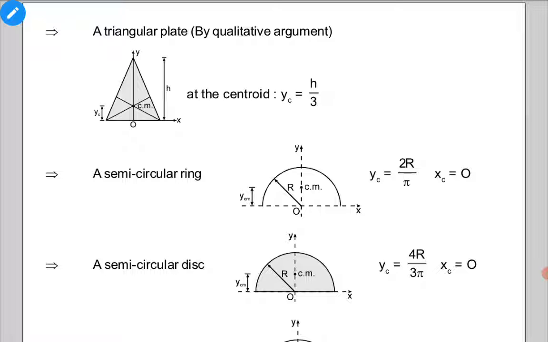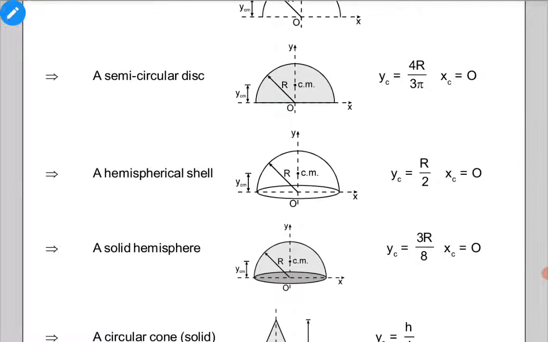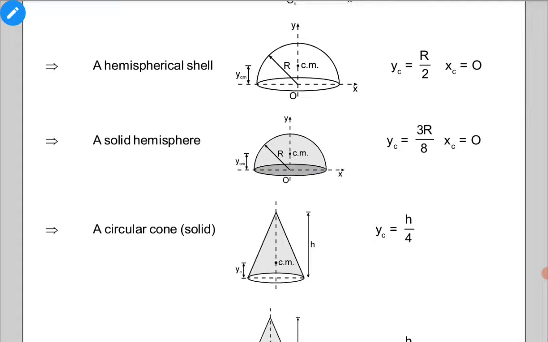In case of a semicircular ring, y center of mass equals 2r upon pi and x center of mass equals 0. A semicircular disc, in this case y center of mass equals 4r upon 3 pi, r is the radius, and x center of mass equals 0 here. In case of a hemispherical shell, y center of mass equals r by 2, r is the radius, and x center of mass equals 0 in this case. A solid hemisphere, in this case y center of mass equals 3r upon 8 and x center of mass equals 0.